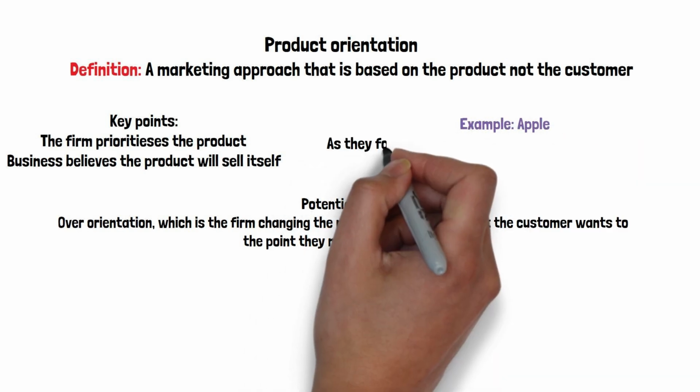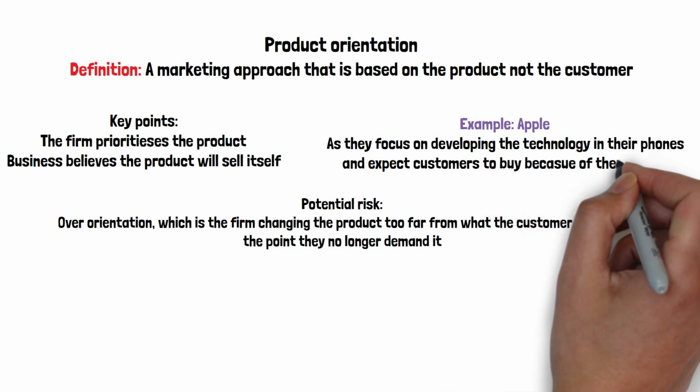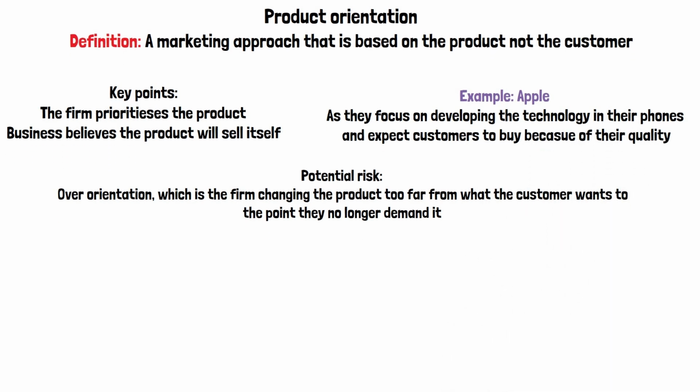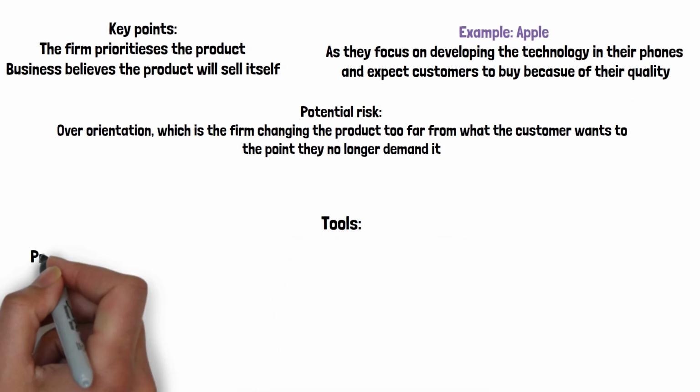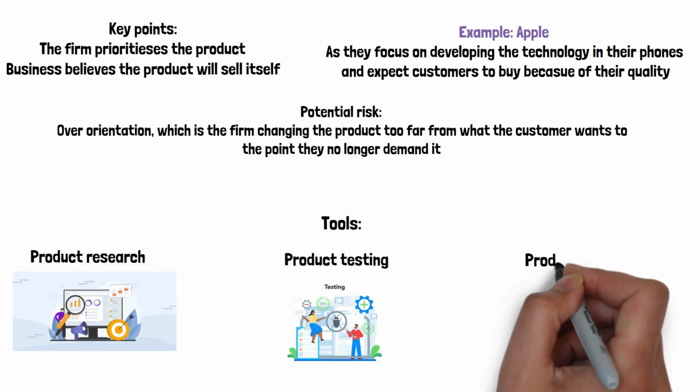An example of a product-orientated business would be Apple, as they focus on developing the technology in their phones and expect customers to buy because of their high quality. The tools firms can use for a product-orientated approach are product research, product testing, and having a product focus.